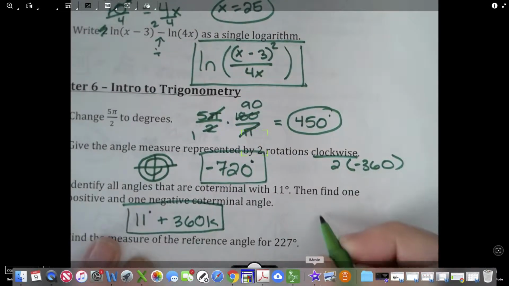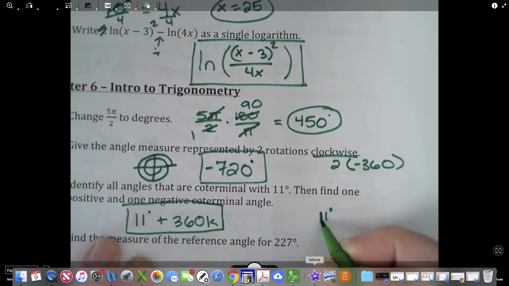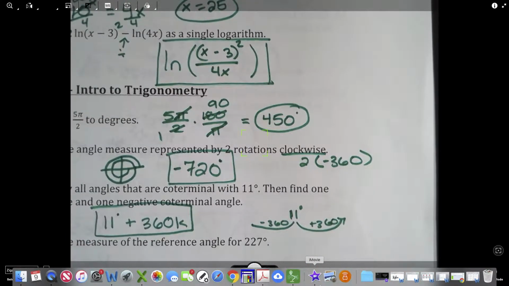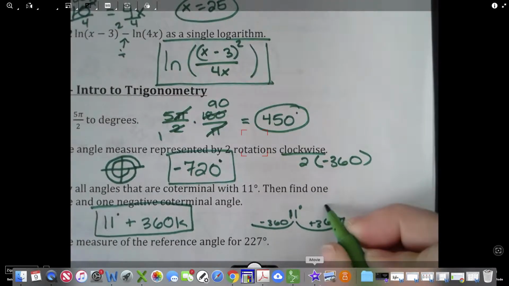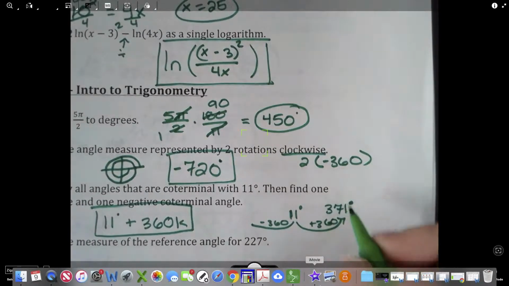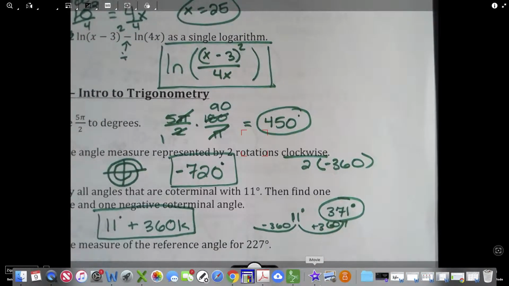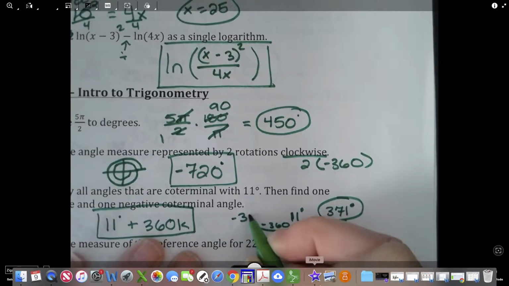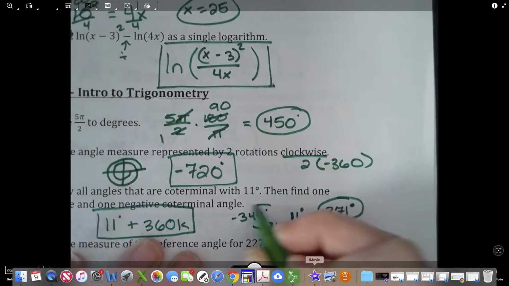So 11 degrees, this is how I have my algebra kids do it. Plus 360 and minus 360. This is like their visual aid here. If you want to do it that way, I don't care. So if I add 360, what would that be? 371 degrees. Okay, that's coterminal. That's a positive one. The negative one would be negative 349, maybe. There's my positive and negative one.